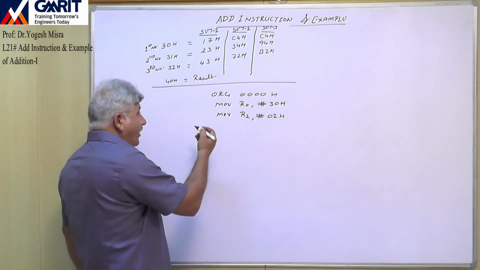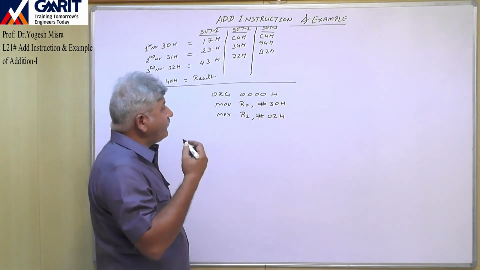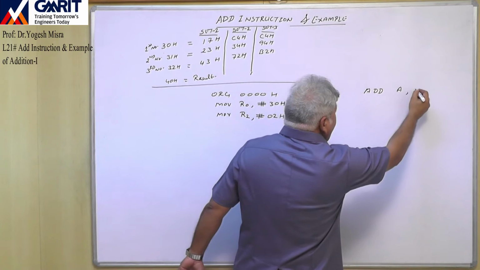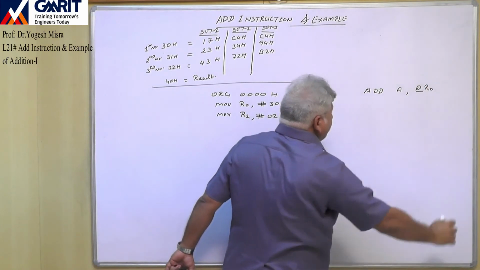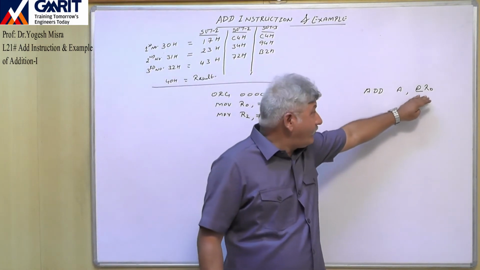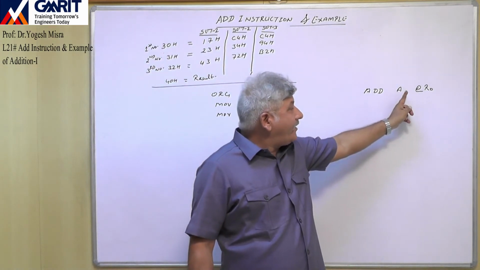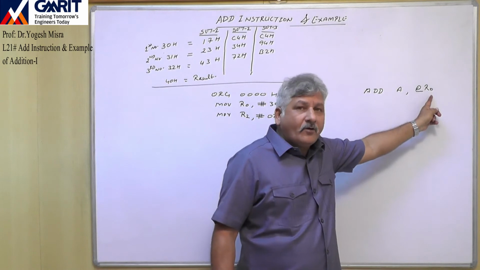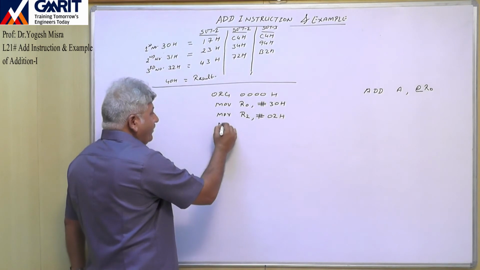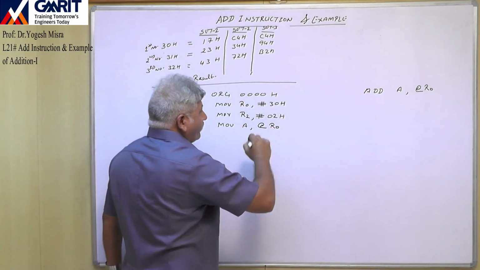Now I will bring my first number in A register, because we know that I have to use this instruction, ADD A comma @R0. I know that this instruction I am going to use. So one number must be in A, and address of my second number should be in R0. So first I will bring my first number in A. For that I will write the instruction MOV A comma @R0.